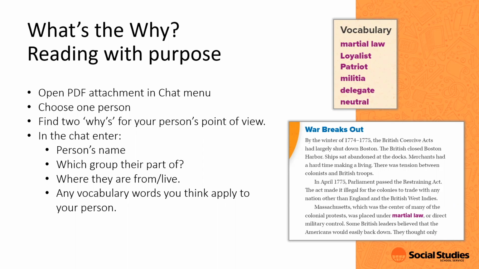In the chat, I want you to please enter your person's name, just so as a group we know who everyone picked, and make sure that we have a diverse group of people. You can do this all in the same message: the person's name, which group they're part of, loyalist, patriots, or neutral, where they're from or where they live, and any vocabulary words you think apply to your person. I'm going to give you about four or five minutes to do that, and then we're going to share out about the reasons.